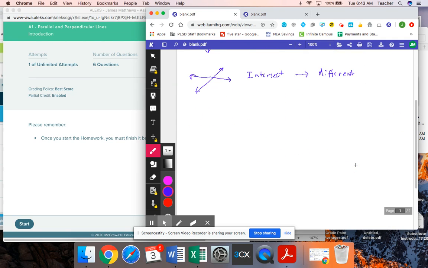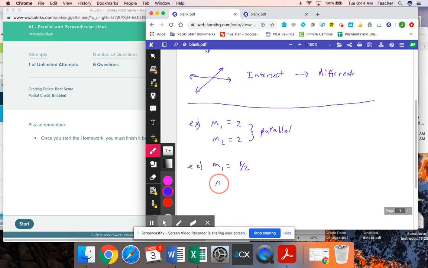All right. So if I told you, for example, that the slope of the first line was 2, and the slope of the second line, because there are two lines, right, is 2, then I would say these two lines are parallel. If I told you that the slope of the first line was 1/2, and the slope of the second line was the flip of that, 2/1, and the negative of that, this one is positive, this one is negative, then I would say that these two are perpendicular.